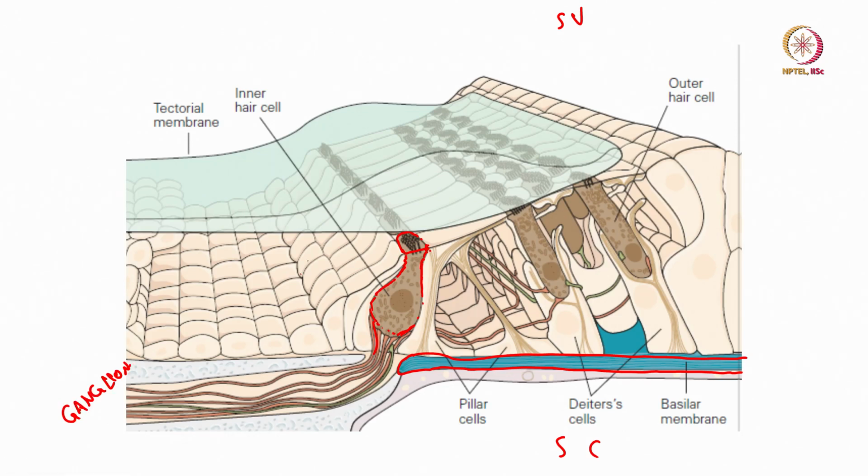Now, this is the inner hair cell because it is towards the center of the cochlea. So, inner hair cell, then you have corresponding outer hair cells. Outer hair cells are these brown things, and there are several of them. This is one single row, and this one is the inner hair cell.